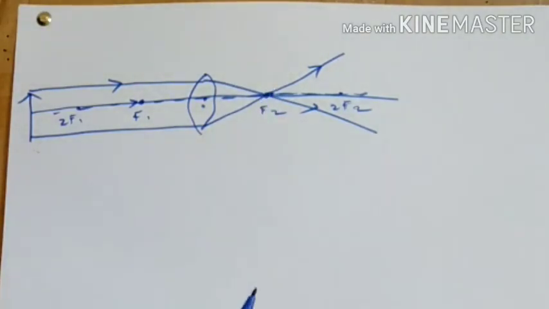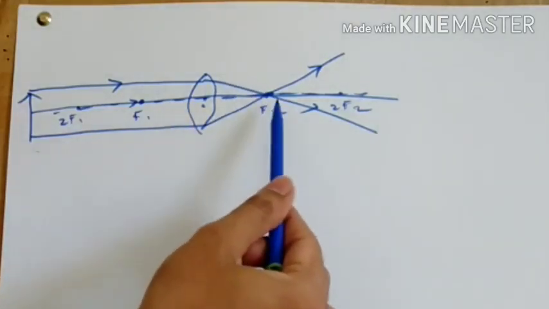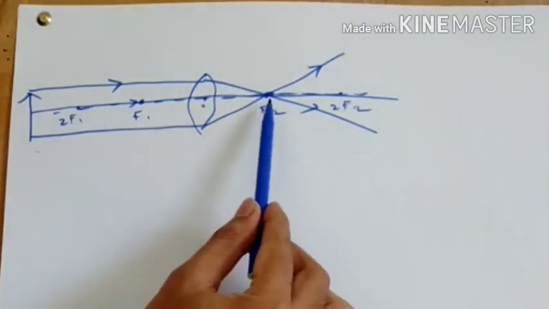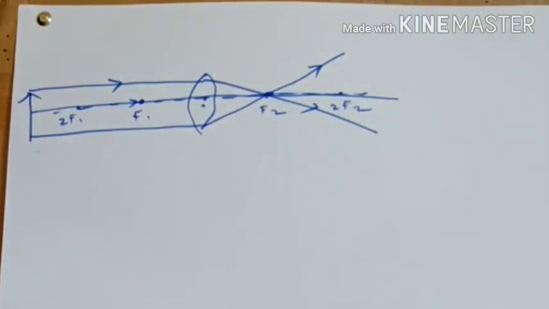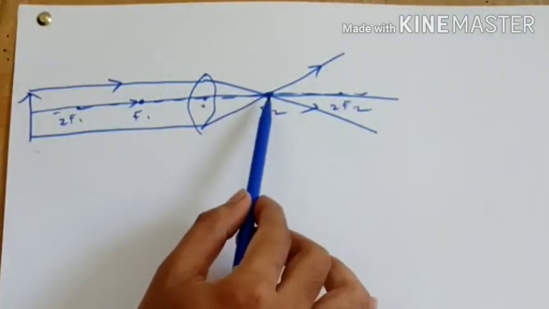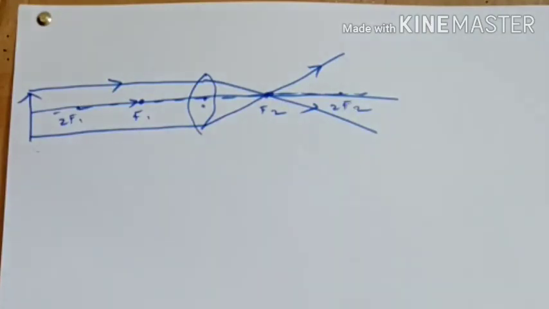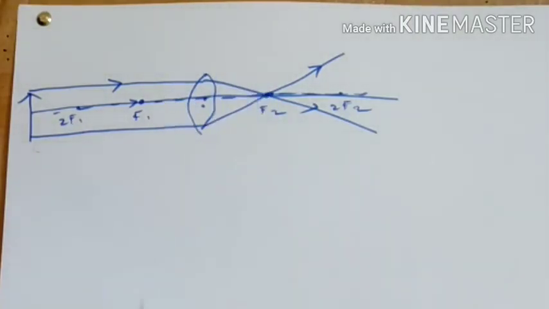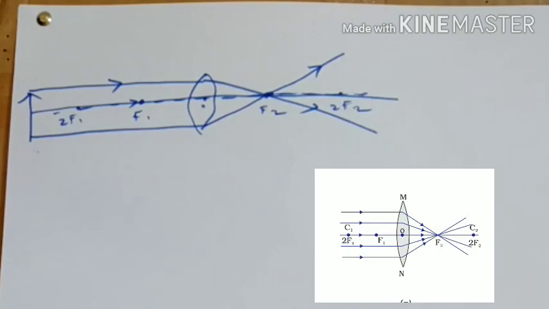What kind of image is it? It is a real image. Why real? You can obtain it on a screen. So the image that will be formed will be a real image. Then it is going to be highly diminished. It will be a point-sized image. And another thing, it is going to be inverted. Remember, a convex lens will form an inverted image at the focus. I hope that is understood.